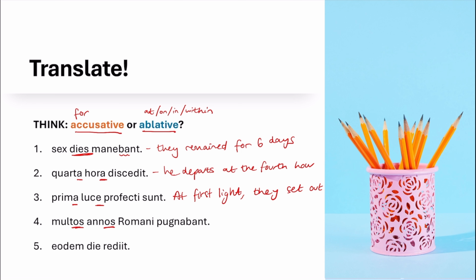What case are we? Accusative. So, the Romans were fighting, pugnabant, for many years. And our last one, eodem die rediit. He returned. Now looking at eo and die, remember for eodem, just take off your dem to find your case, is the ablative. So he returned on the same day.